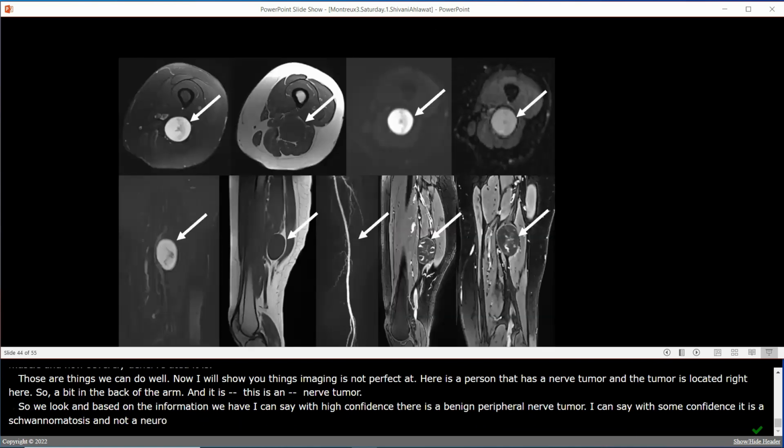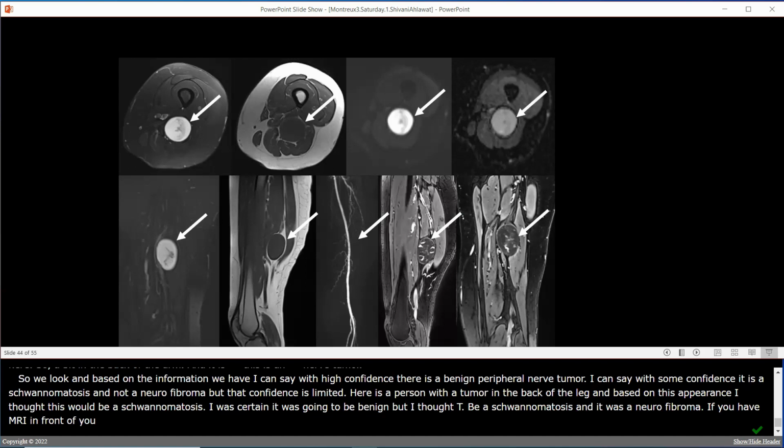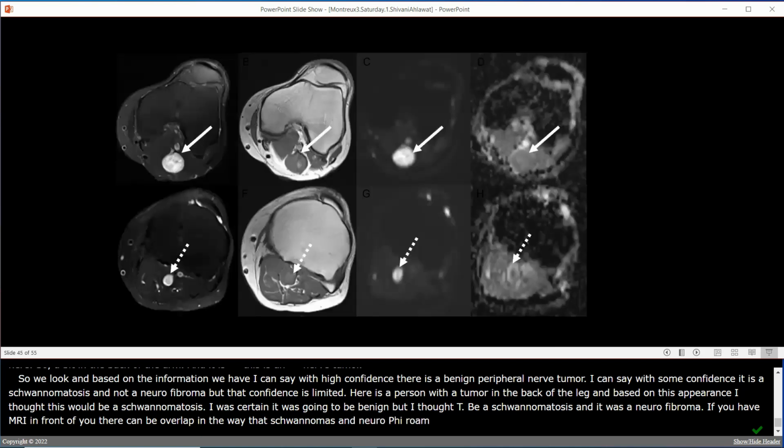Here's another person with a tumor in the back of their leg. Based on this appearance, I thought this would be a schwannoma. I was certain that this is going to be benign, but I thought it would be a schwannoma, and this was a neurofibroma. So if you just have MRI in front of you, there can be overlap in the way neurofibroma and schwannomas look. Not so much overlap between neurofibroma and malignant peripheral nerve sheath tumor, but benign tumors among themselves, they can look similar.